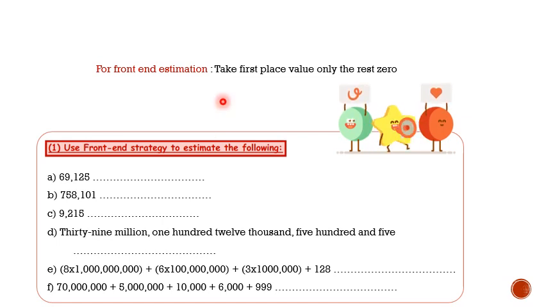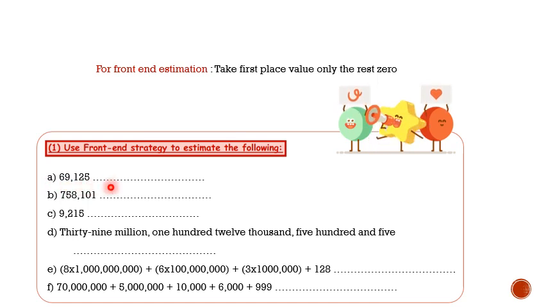First estimation strategy we have is front-end estimation. We only take the first place value and the rest as zeros. For example, let's see the first example we have here. I want to use front-end strategy for this number.